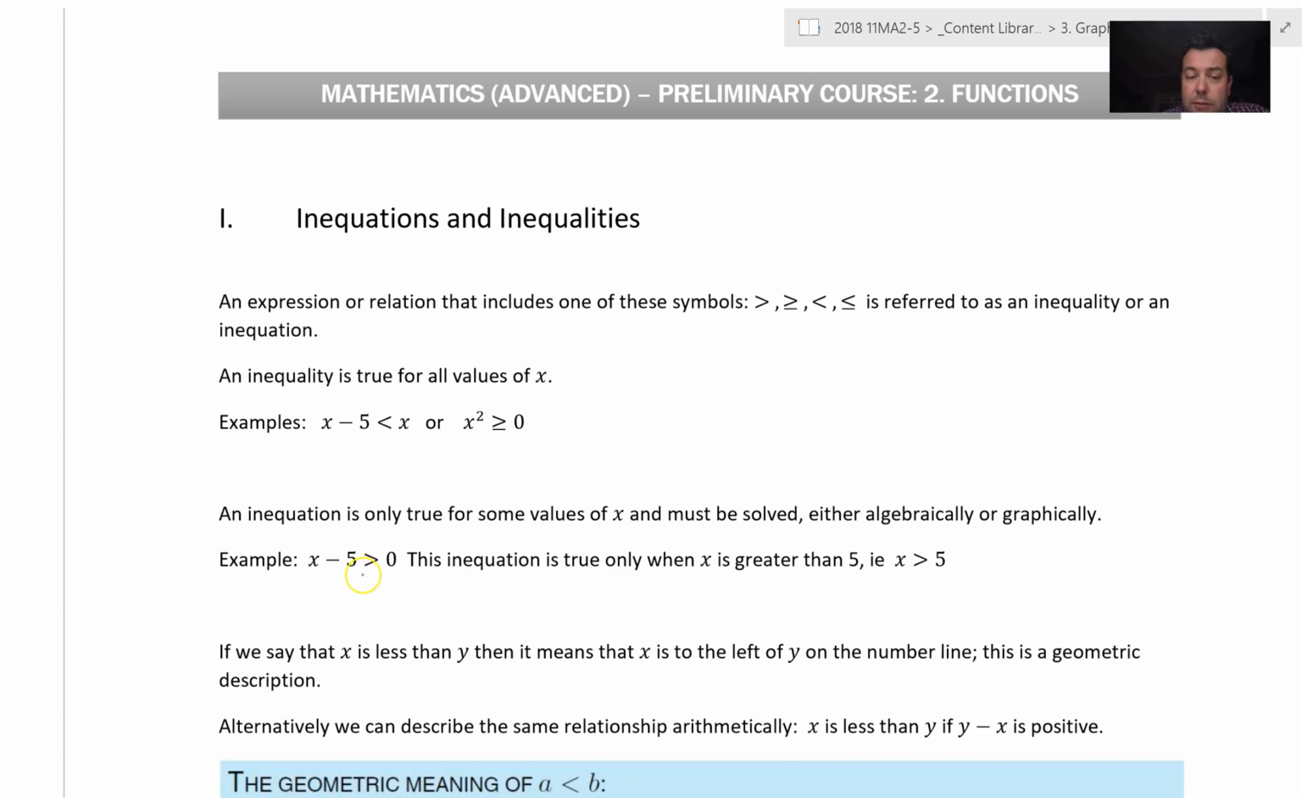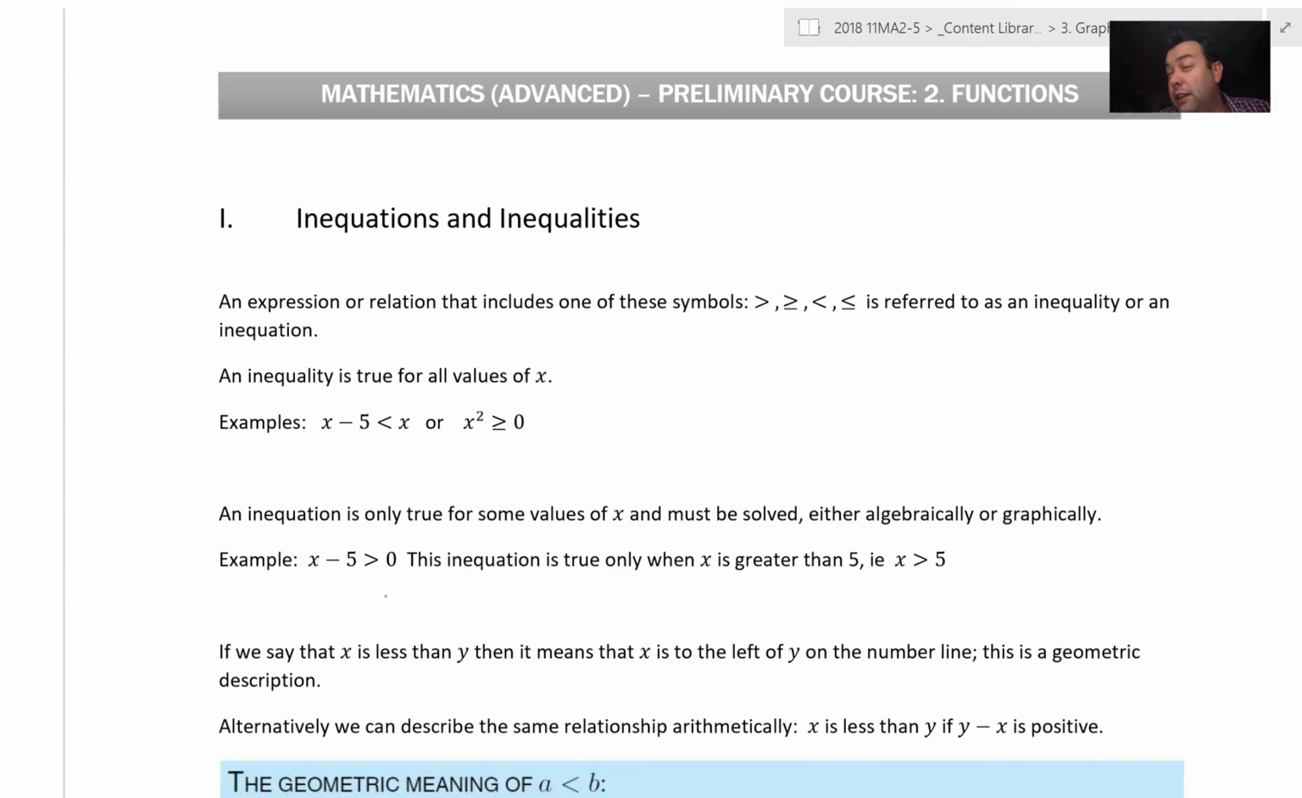An inequation, on the other hand, is only true for some values of x. So maybe x minus 5 is greater than 0. It's not always true. If x were 1, 1 minus 5 is negative 4. That is not greater than 0. This is only true for some things. This is true when x is strictly greater than 5. Not true for x equals 5, because 0 is not greater than 0. It is only true where x is strictly greater than 5. So that's an inequation. Inequality, always true. Inequation, only sometimes true.